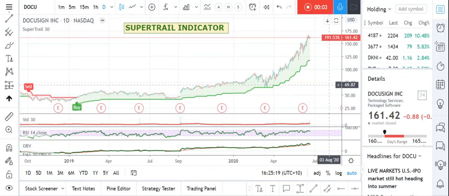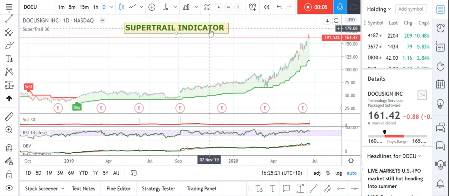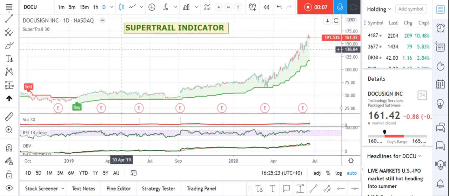I've been asked by a couple of people about this SuperTrail indicator that I use. It's a custom indicator that I've had made for me, based very much on a SuperTrend indicator. If you want to find out a bit more about a similar indicator, have a look at the SuperTrend indicator.